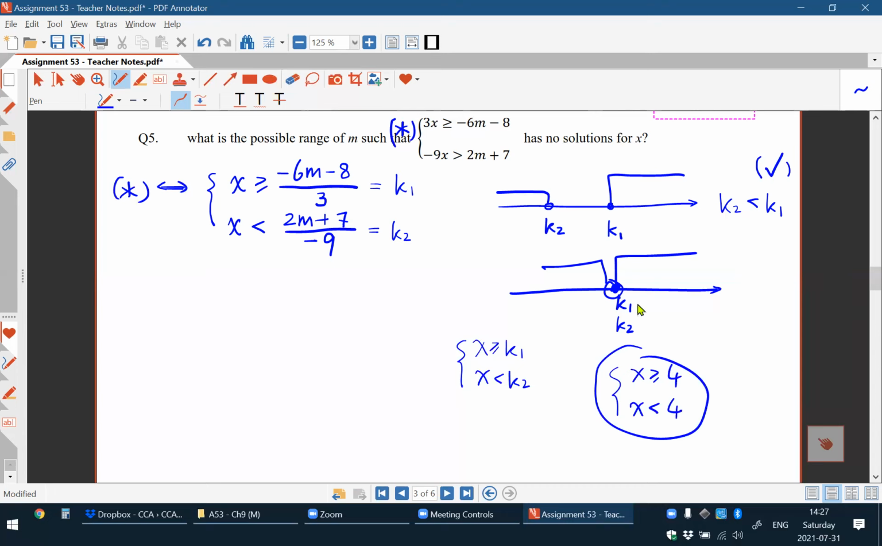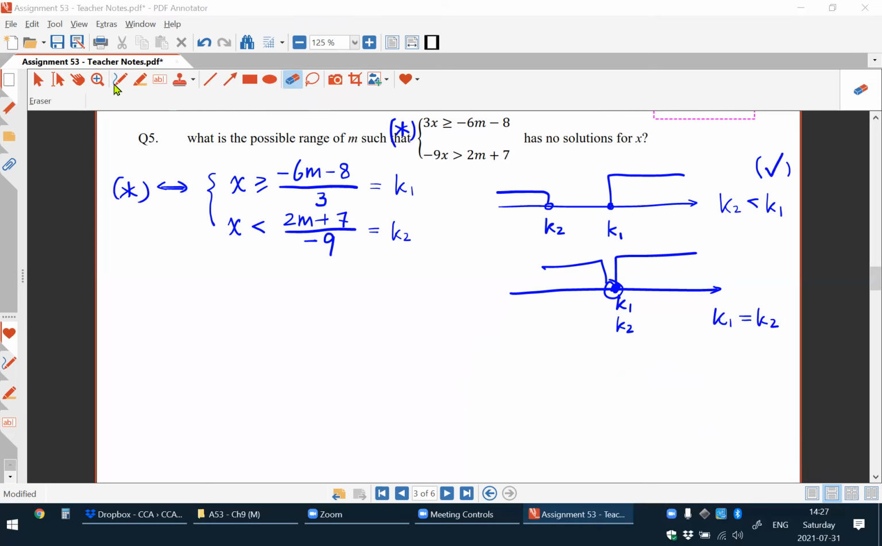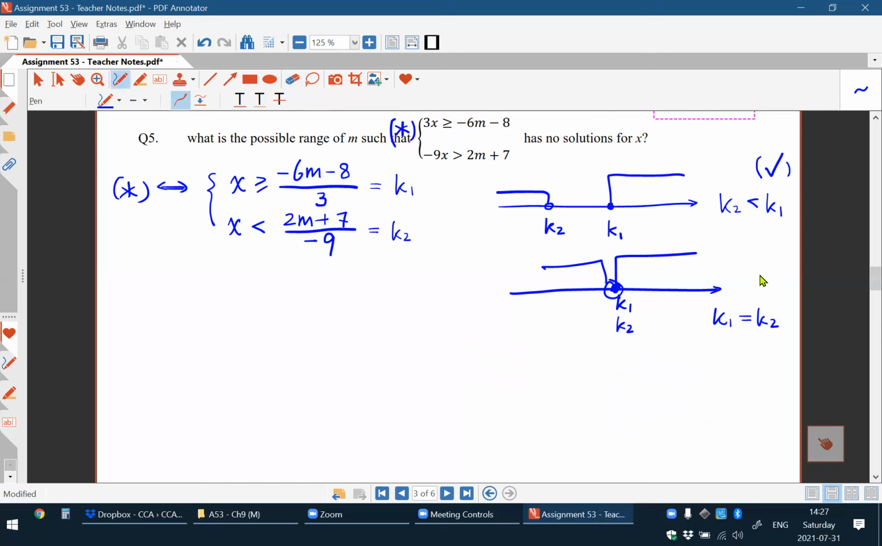So that means if K1 equals K2, is there any solution for X? According to the system, no solution, right? So that means if K1 equals K2, there is also no solution for X.